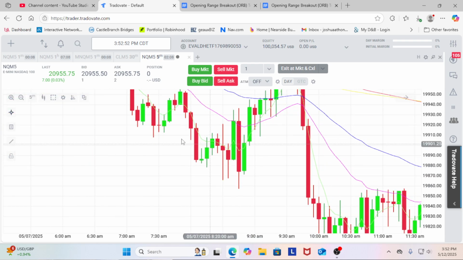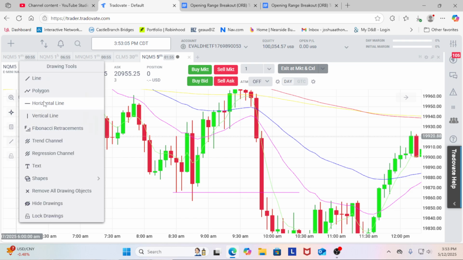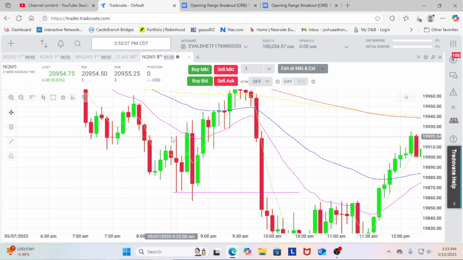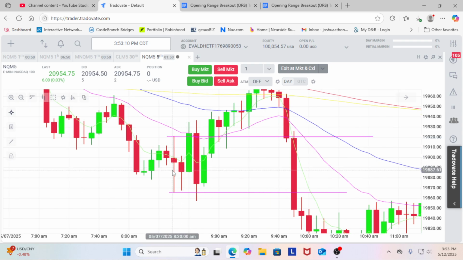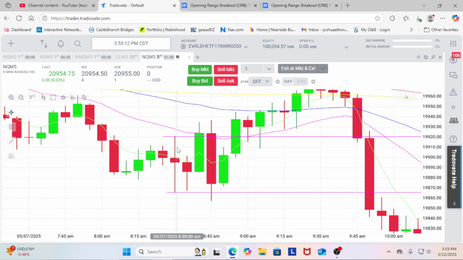Here we are. Let's get my drawing tool out. 8:20, 8:45, 8:30. Alright, so we have this candle here, the bottom of that, and the top of this one. So this would be a really good example. 8:30 it opens, comes up, doesn't break through it, follows down, hits here, doesn't break through it, breaks above it.